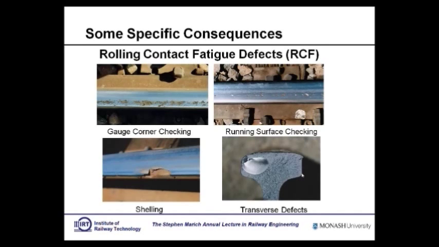Defects. You've got a range of defects. So you've got the wonderful things called rolling contact fatigue defects, RCFs, a whole family of defects: gauge corner cracking, running surface cracking. You've got great big pieces of steel falling off. Fantastic. That's really good safety. Usually you don't get a derailment there, but you keep your fingers crossed. And some of these actually grow into transverse defects.